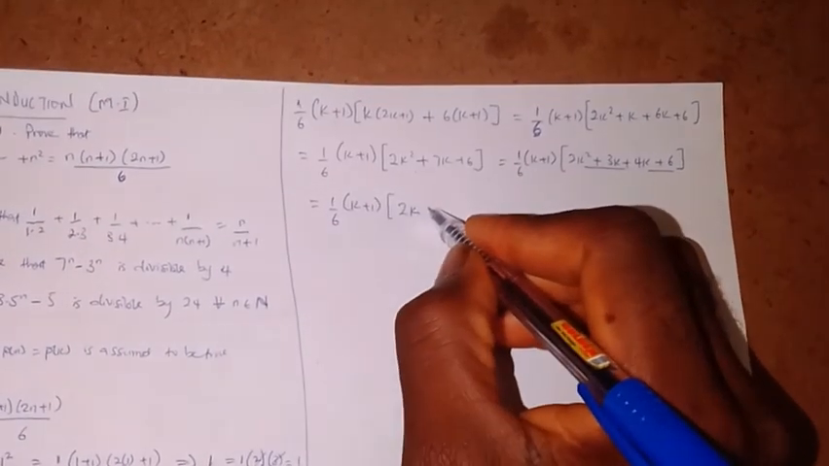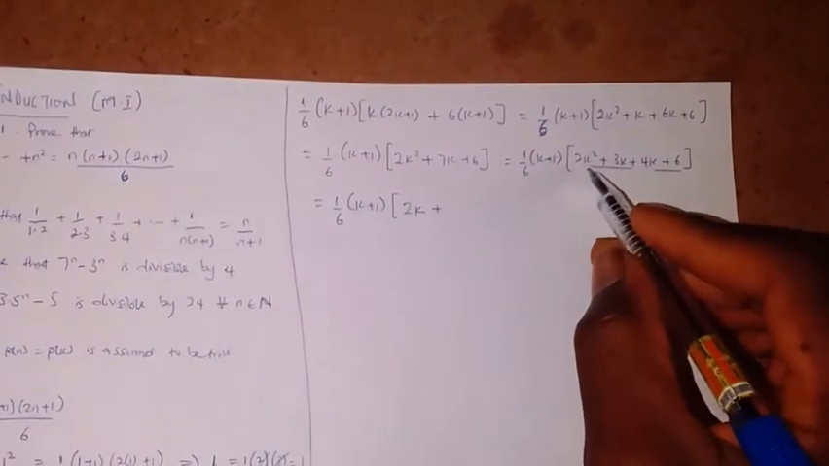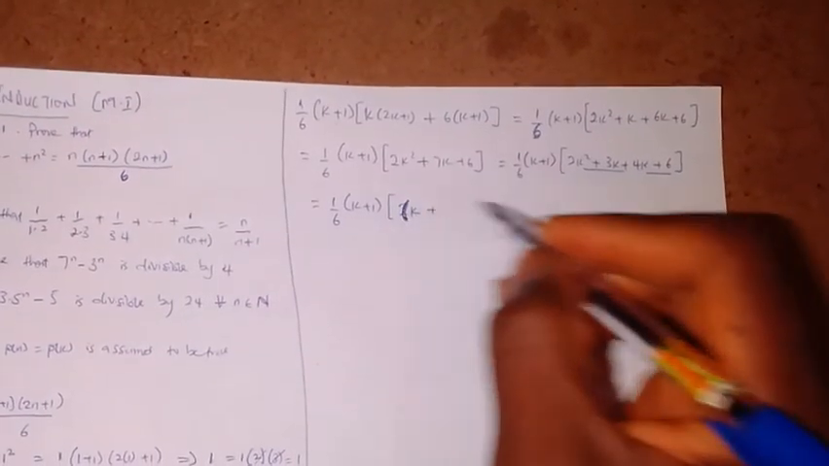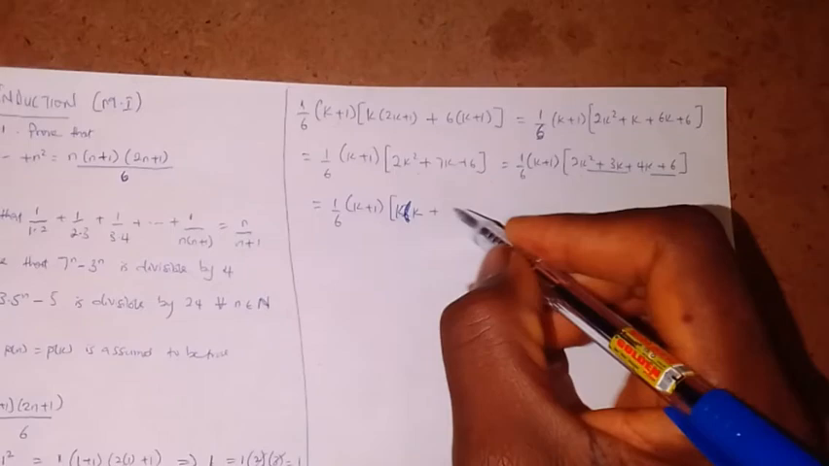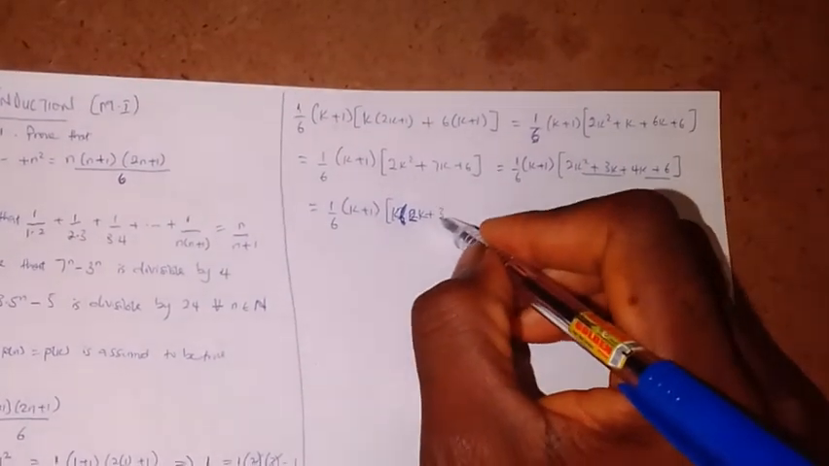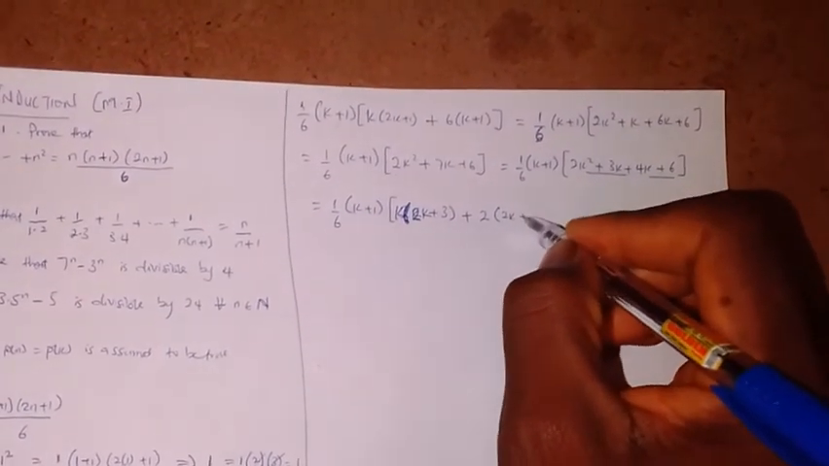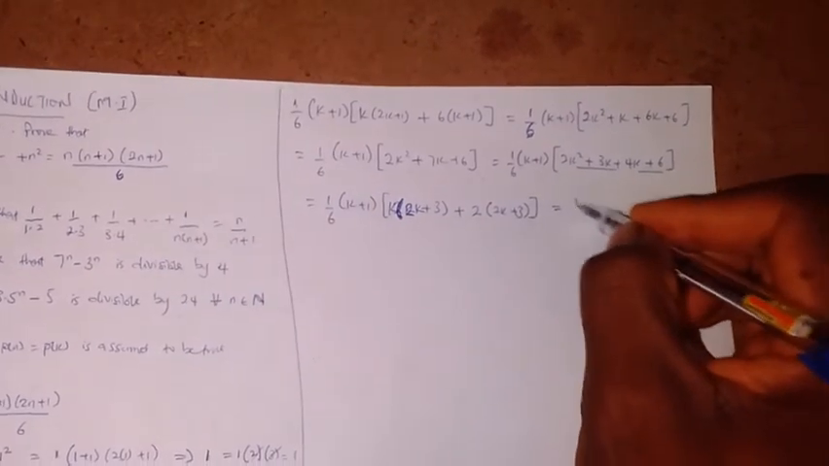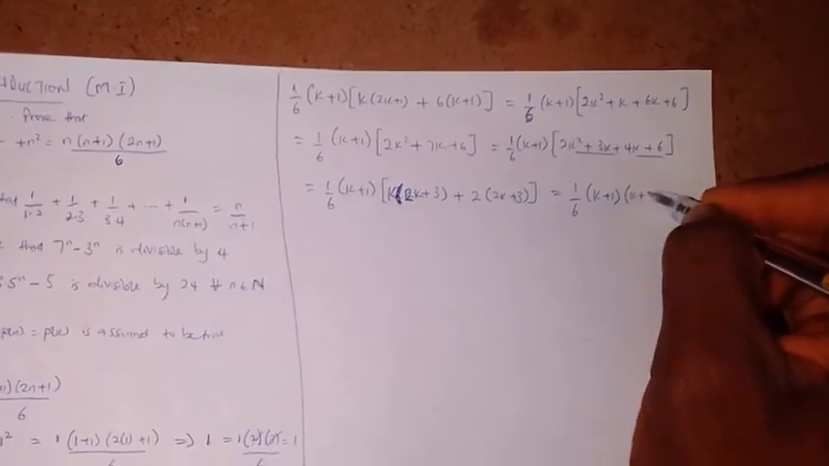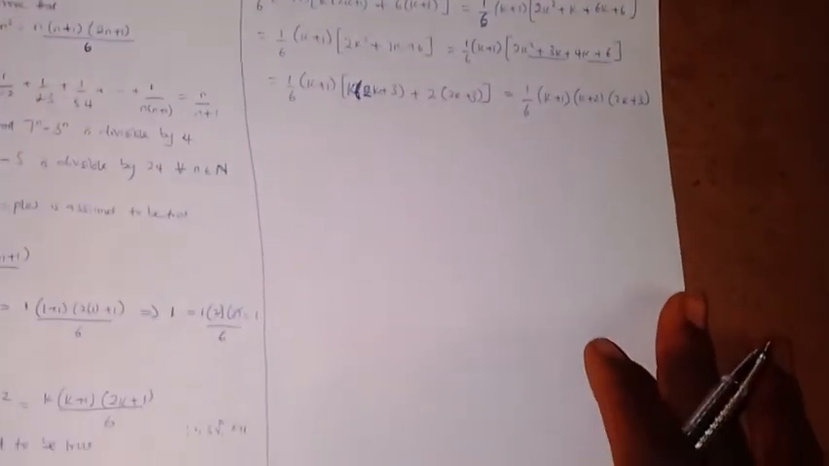2k, plus, okay, I'm going to have k common here. If k is common, then I'm going to have k into 2k plus 3, then all into 2 is common here, what remains? 2k also plus 3. Finally, this now becomes 1 over 6 into k plus 1 into k plus 2 into 2k plus 3. Now, that's my answer.